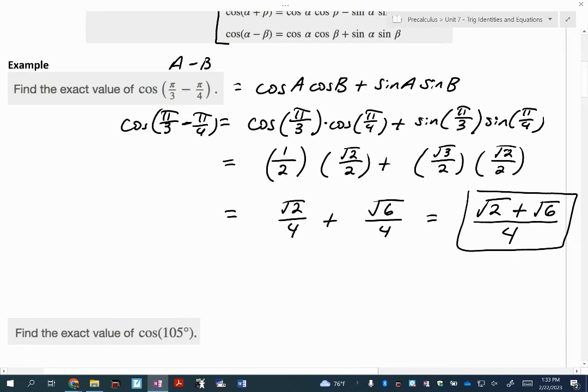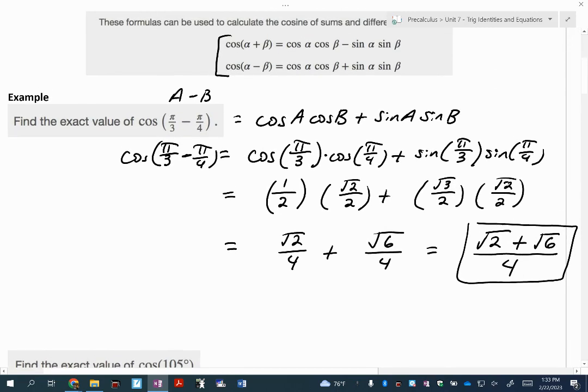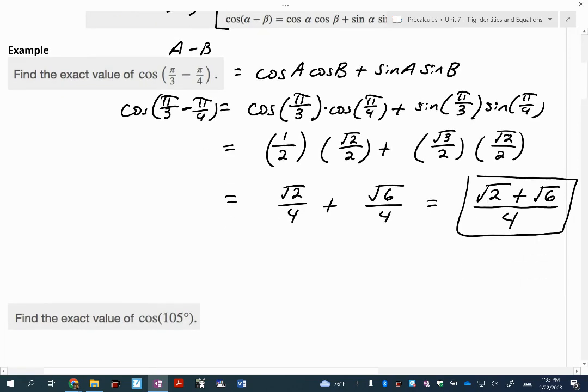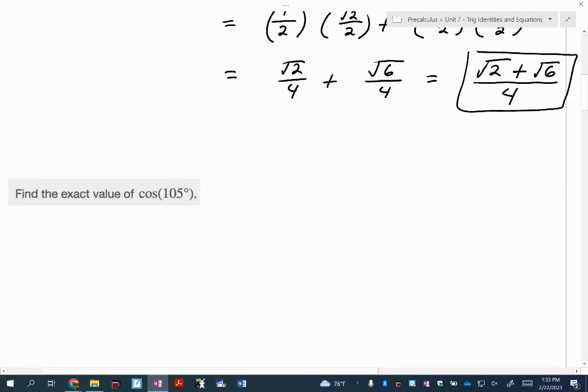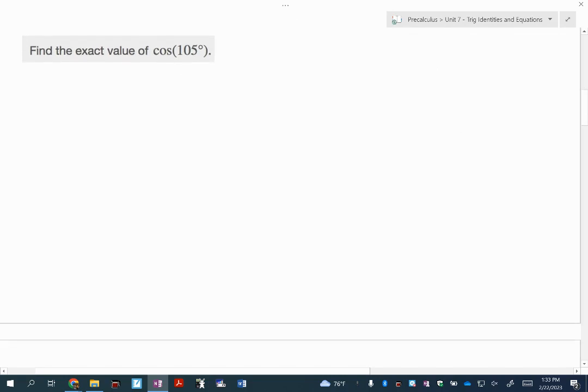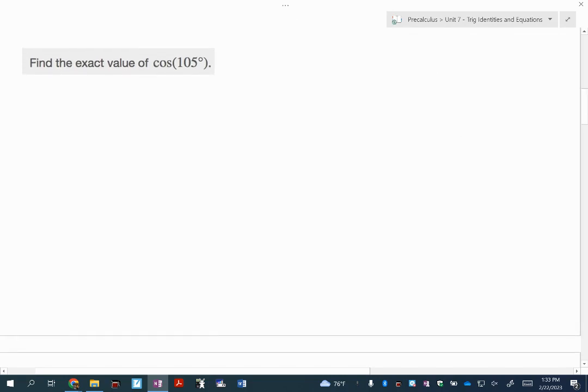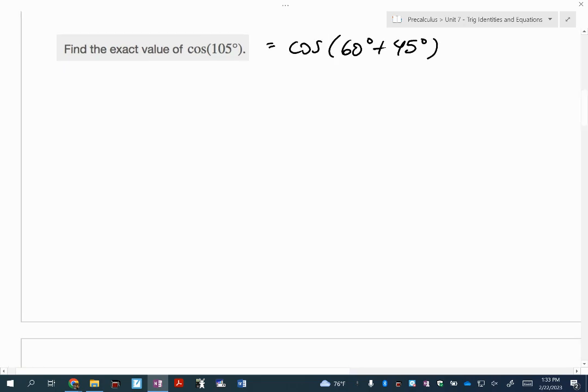Okay, let's use one of these identities, up here at the top with cosine. I don't know what the cosine of 105 degrees is, but if I split that up into a sum or a difference, I could use the formula to figure it out. So I decided to choose the cosine of 60 degrees plus 45 degrees, because 60 plus 45 is 105. So then I use my formula.